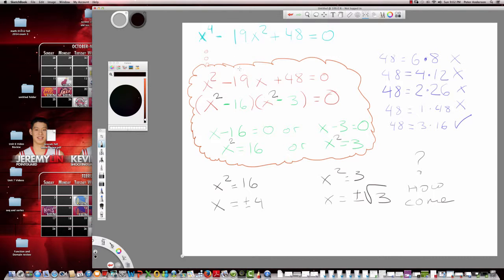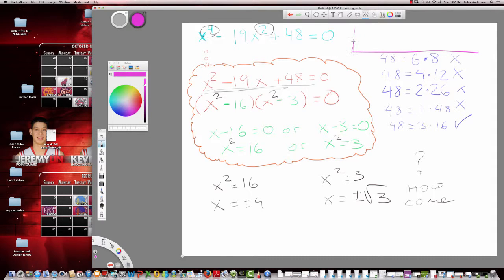So notice x squared times x squared is x to the fourth. X squared times negative 3 plus negative 16 times x squared is negative 19x squared. And negative 16 times negative 3, as we showed here, is 48. So all you have to do, if this is to the fourth power and this is the second power, is solve it like you normally would, and then at the very end, just put a little 2 on top, and you get your answer.